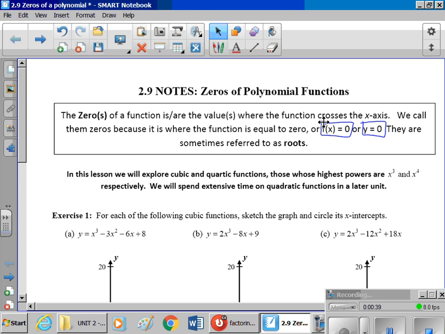Also as x-intercepts. In this lesson, we will explore cubic and quartic functions, those whose highest powers are x to the third and x to the fourth powers respectively. We will spend extensive time on quadratic functions in a later unit.